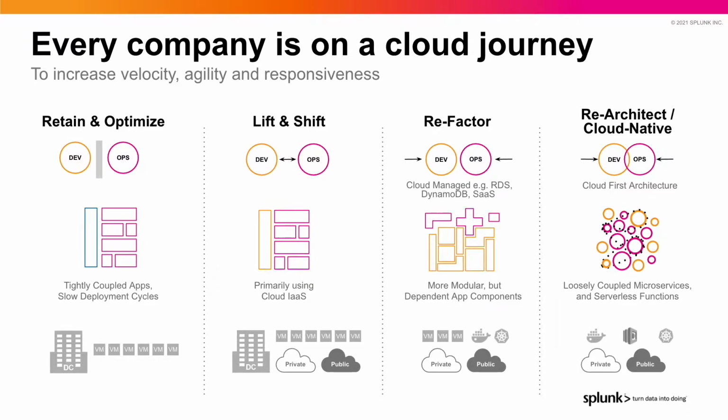We see companies where they start by retaining and optimizing on-premise, slowly move to a lift and shift model where they primarily start to use cloud infrastructure as a service, then quickly start to refactor to different services like cloud managed services like RDS, DynamoDB, and certain other dependent app components that allow them to take advantage of SaaS solutions. And then finally, we see that companies re-architect to more cloud-native solutions that allow them to have a cloud-first architecture. And some companies are born in the cloud, where they start with a cloud-first architecture.